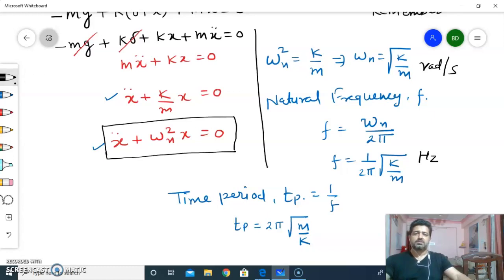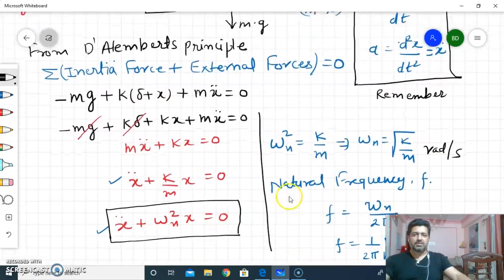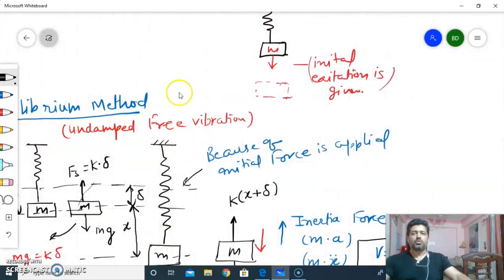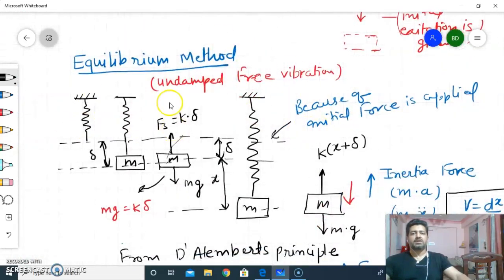Right? So this is all about mechanical vibration and the equilibrium method. The system is undamped free vibration.